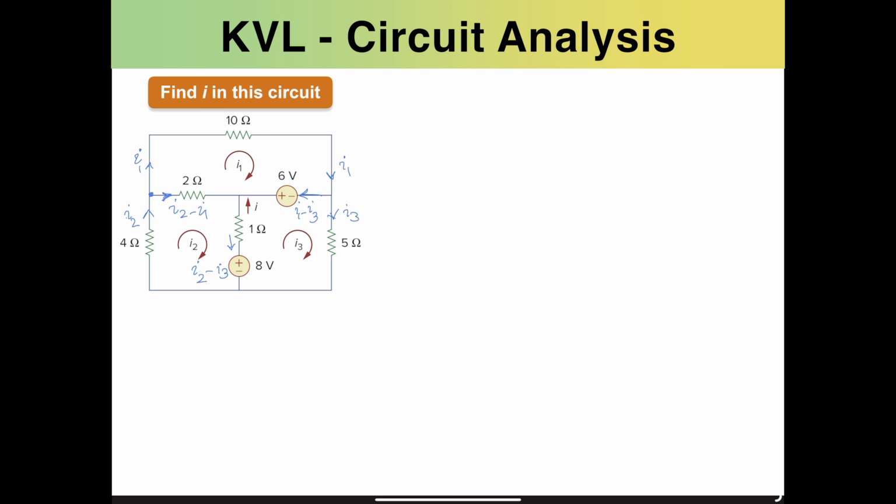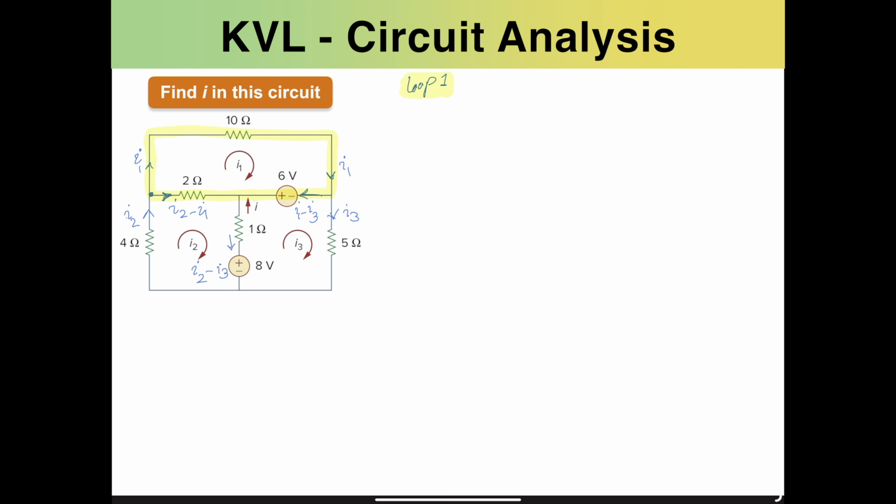So that is the current that is flowing downwards. Now's the time to find out what are all of the KVLs that we can write for this circuit, starting with loop 1. So loop 1 is essentially what I'm going to highlight, and I'm color coding that for better visibility as well.